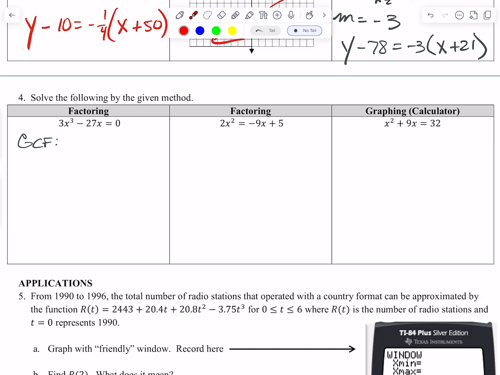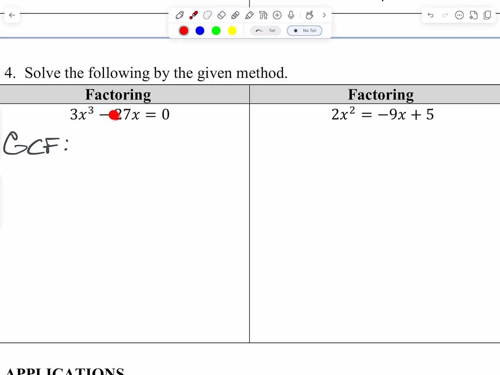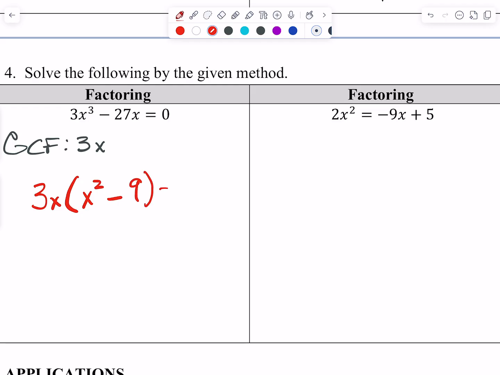So if I look at this problem here, this has a GCF. 3 divides into both numbers. So our GCF is going to be 3. And you can also take out 1x from each term. So that's our GCF. So we're going to pull that out. So that's going to go out in front. And then we divide each one by 3, which is going to give us x. And we remove 1x because we took one away. 27 divided by 3 is going to give you 9. We took away the x, so this is equal to 0.